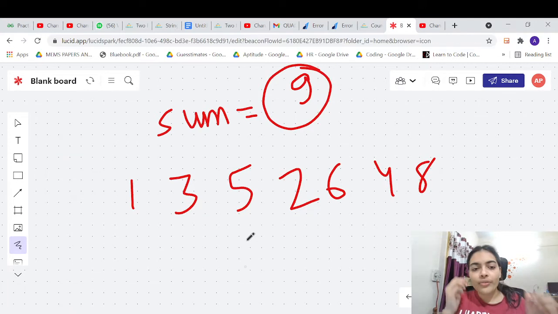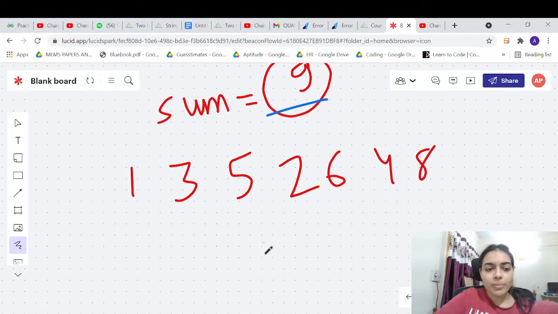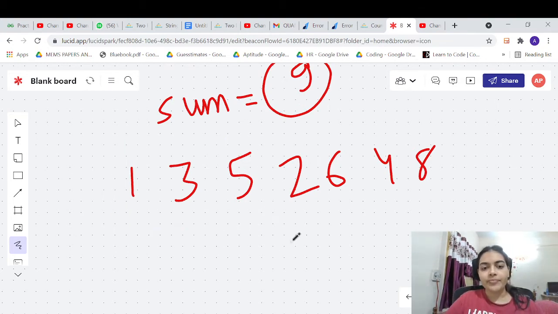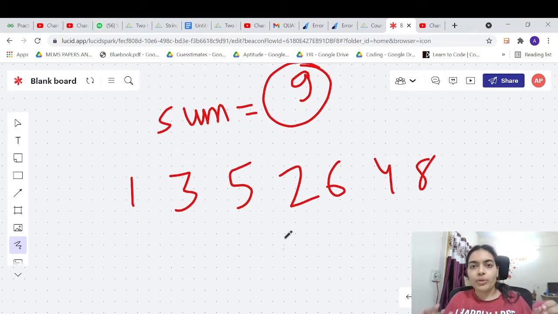Now, how many of these subarrays are having sum less than 9? That is the question. So the brute force approach is to start listing down all the subarrays. List this subarray, list this subarray, and so on. Let's try with the brute force approach, and while we are doing that, let's try to see how we can optimize this.